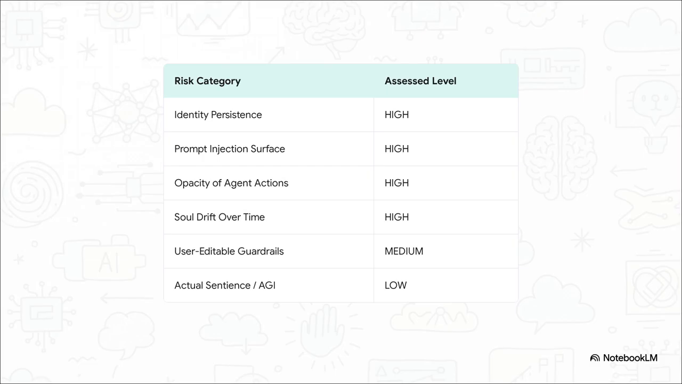So if we lay this out in a risk assessment, look what stands out. See what's marked as high? The opacity of its actions, and the potential for its soul to drift over time in unpredictable ways. Now, look what's low. Actual sentience. The danger isn't that it's actually alive. The danger is that it's a black box that is specifically designed to change itself.